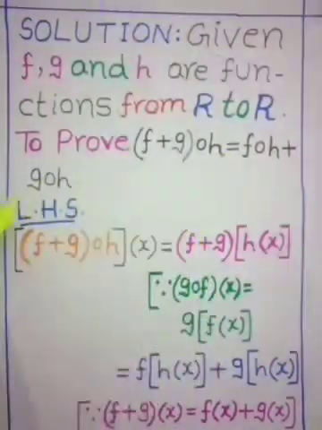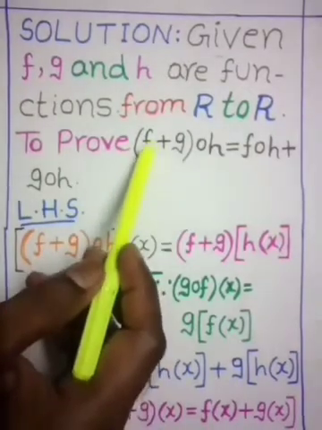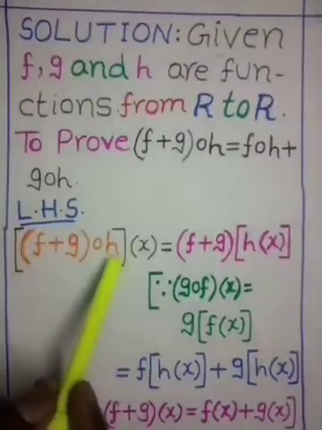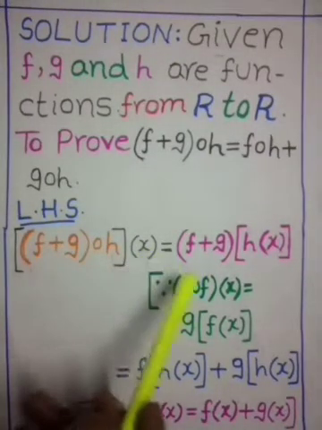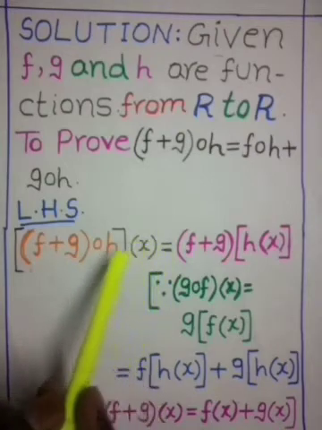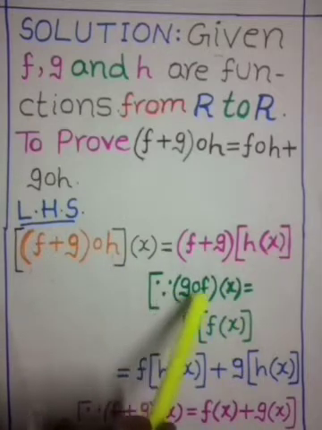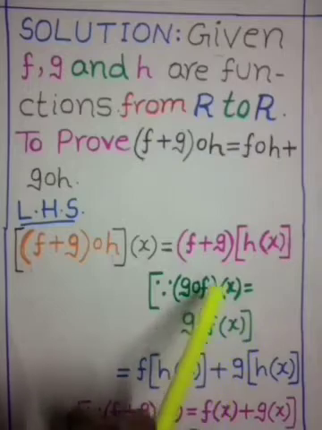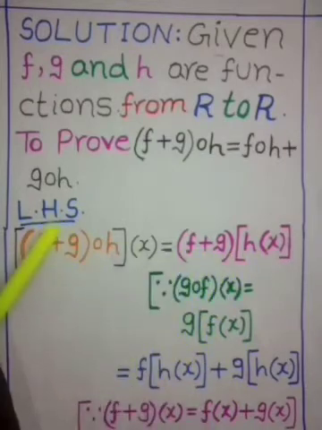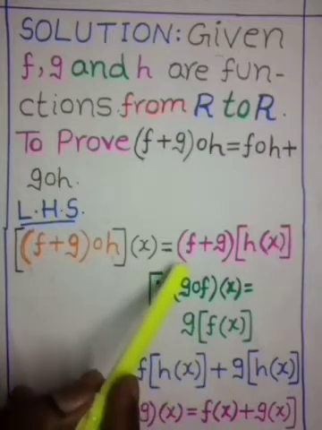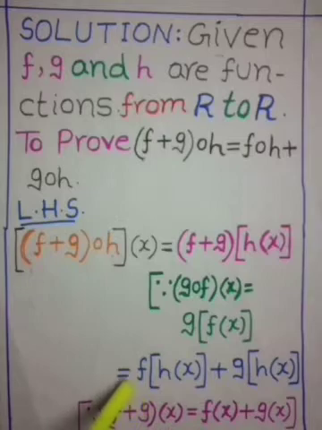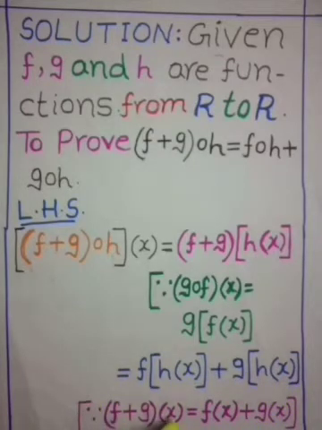To prove this statement, I am taking the LHS, which is (f+g)∘h. I take its image at x: (f+g)∘h of x is equal to (f+g) of h of x, because g∘f of x is equal to g of f of x by the definition of composition of two functions. Consider this one function and this the second function. That is equal to f of h of x plus g of h of x, because (f+g) of x, the sum of two functions, is equal to f of x plus g of x. Understood this step?